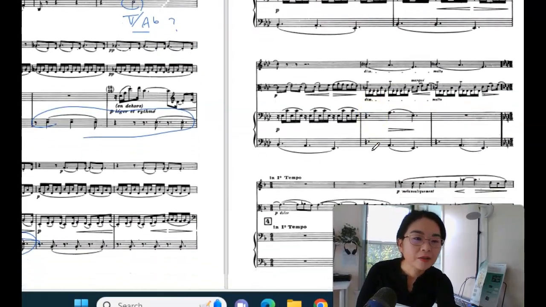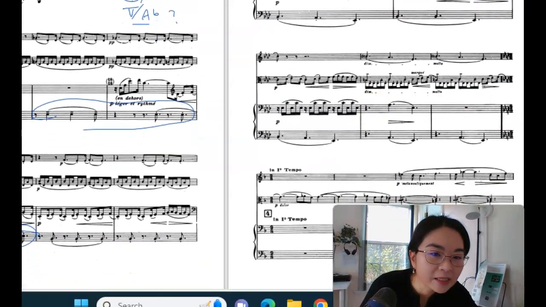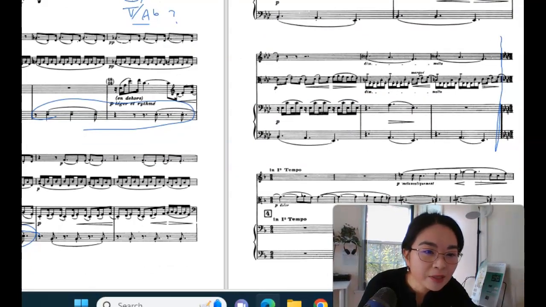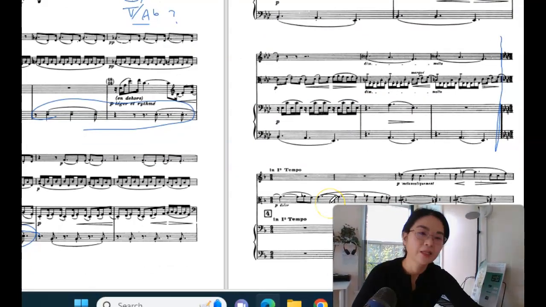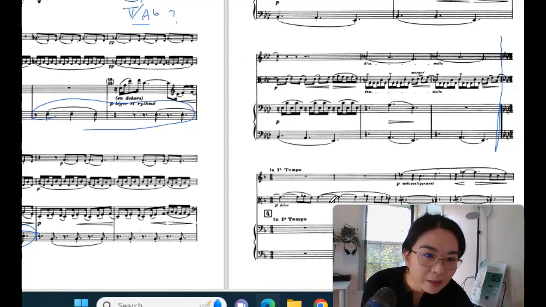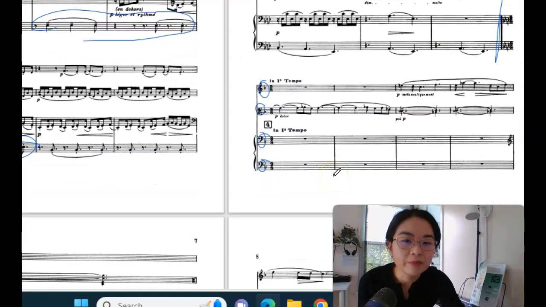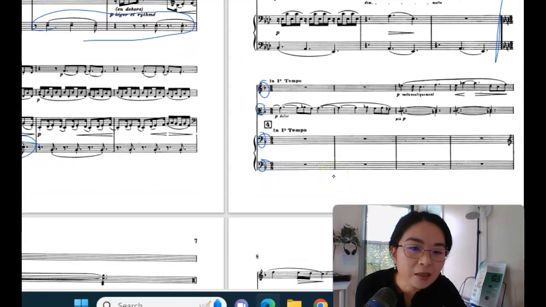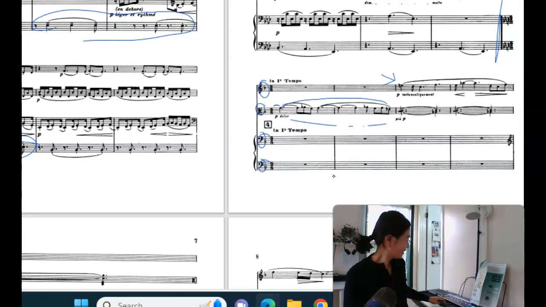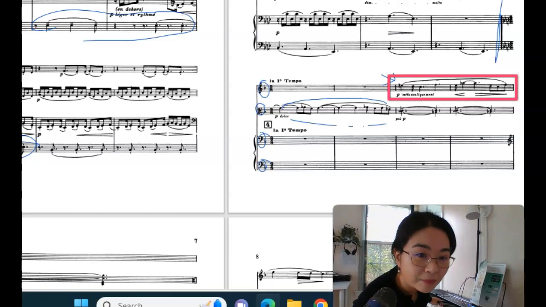And the development section ends here, okay, with a clear cut by the double bar line, and it returned to F major again. The key signature has changed, with a little bit of introduction by viola. And here, do you remember this melody? Okay, by flute.